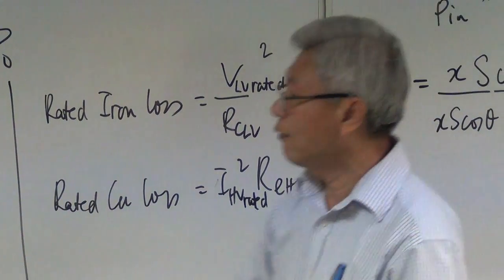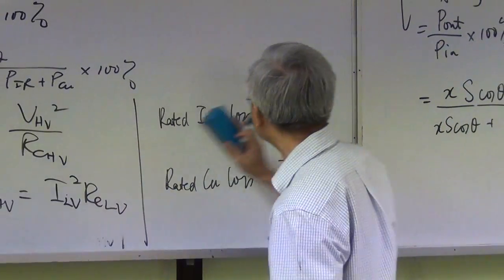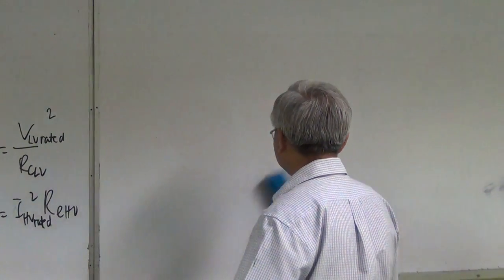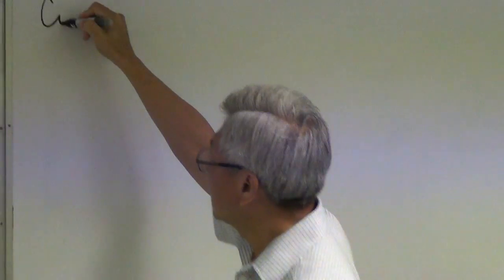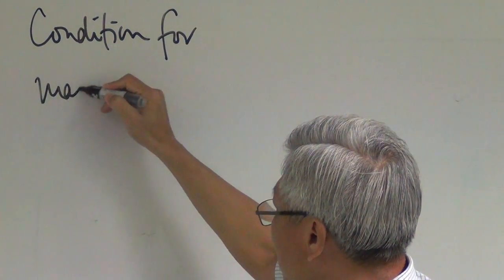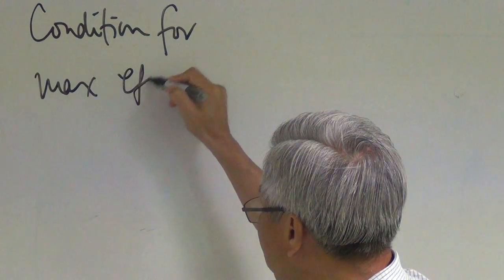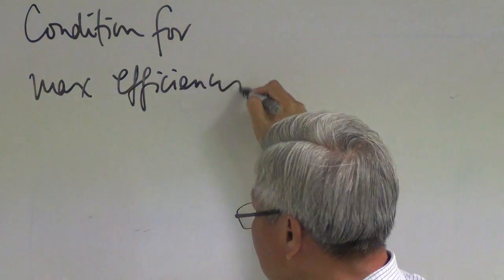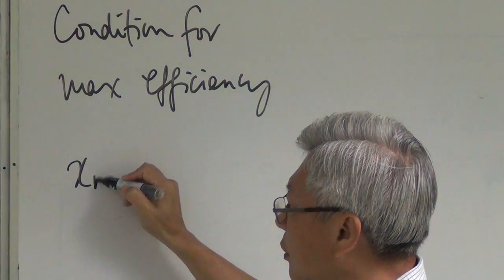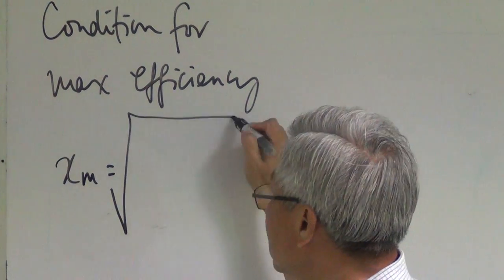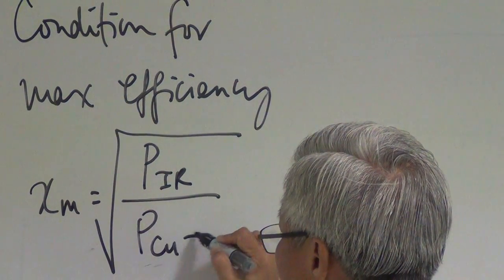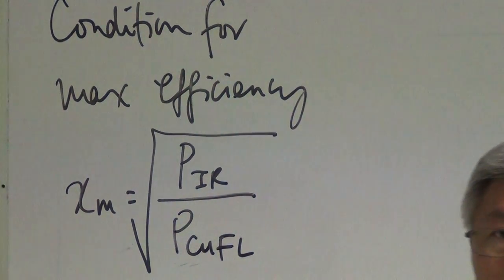Okay? Alright, efficiency then continues with a new knowledge which is called the condition for maximum efficiency. If you want your transformer to work at maximum efficiency, you must satisfy this condition. And this is not given in the exam, so you must remember this formula, yeah? Which is equal to square root of iron loss divided by copper full load. Copper full load means the maximum copper loss, rated copper loss.